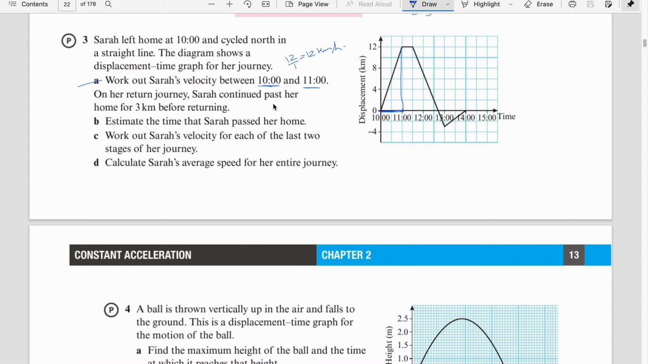On her return journey, Sarah continues past her home for 3 kilometers before returning. So she is returning and she passes her home for 3 kilometers. This point right here. Before returning, estimate the time that Sarah passes her home. So this is the point where she crosses, which is at 13, and she started at this point, which was 11:30, and we have to estimate this time. I am very sure about these two coordinates: on x-axis this is 11.5, on y-axis that is 12, and this point right here on x-axis is 13, and on y-axis is -3, which is given in the question.